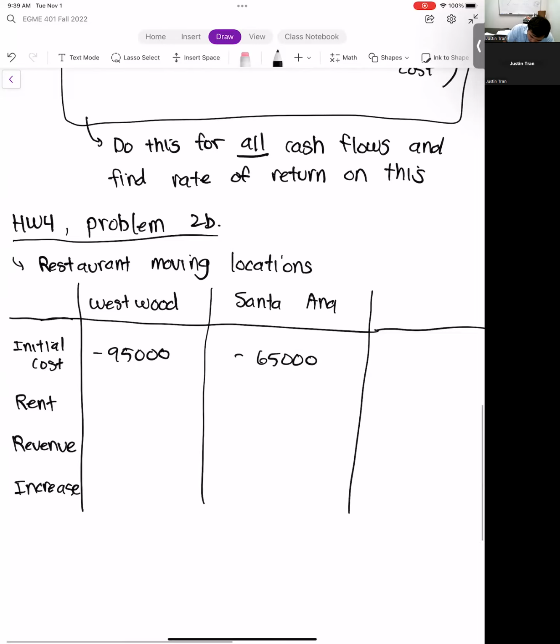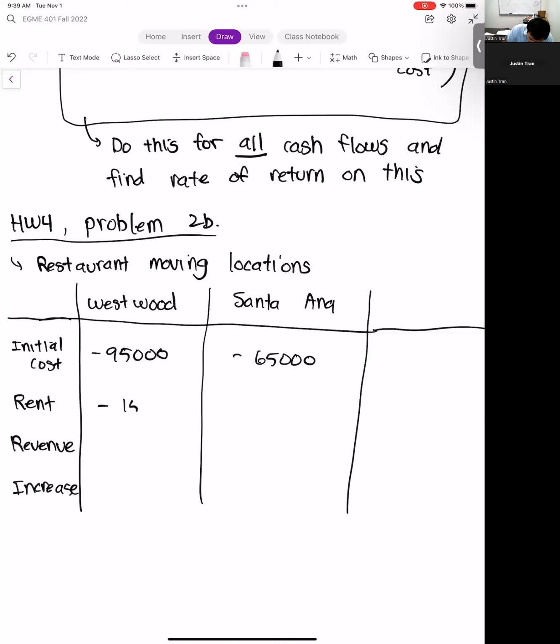And so, for Westwood, what we can say, just kind of imagination, is that we're paying a rent of 1,500, and then for Santa Ana we're paying a rent of 0. It's not exactly that, of course. There's no landlord in the world that will let you rent space for $0. But remember, what we're taking here is the difference. So it doesn't really matter what the rent actually is, as long as we can create the difference, which is all we really care about.